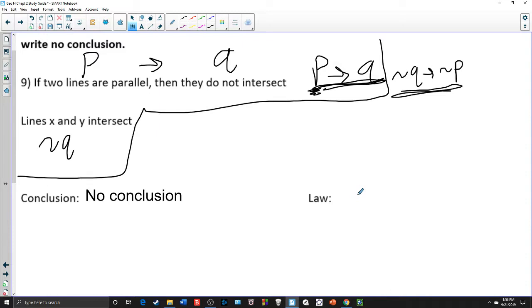That usually doesn't happen, but for those of you that were wondering, yes, you could say that not Q leads to not P. Therefore, the conclusion could be they are not parallel, and the law could be law of detachment that way. It's a little bit of a stretch, but it would be a valid logical deduction. But for the most part, if you don't have your P and you have something else down here, then your conclusion is no conclusion.